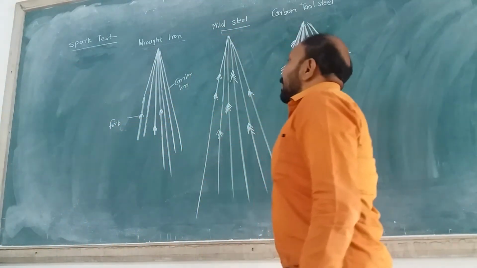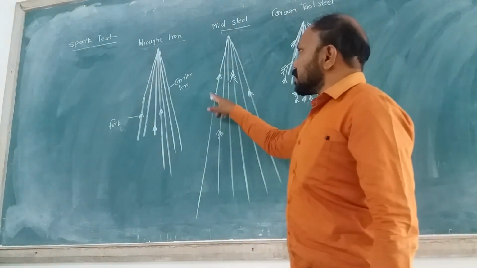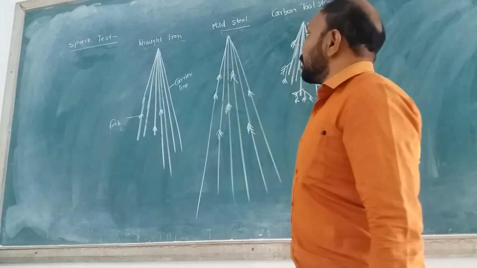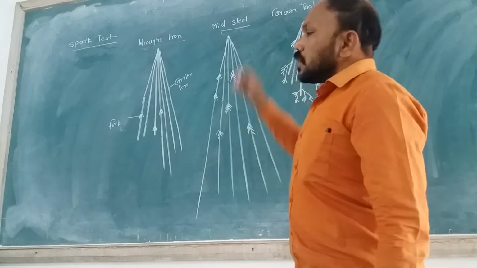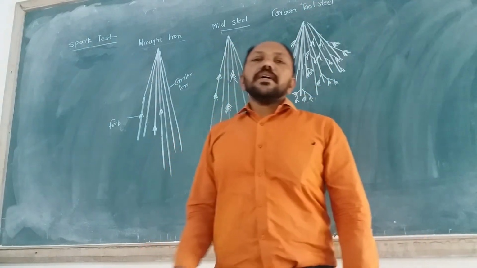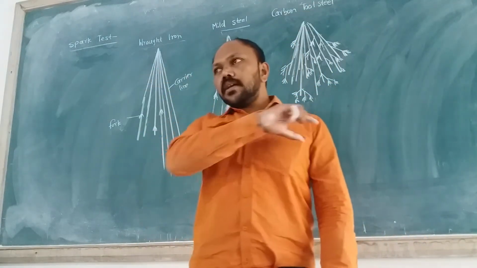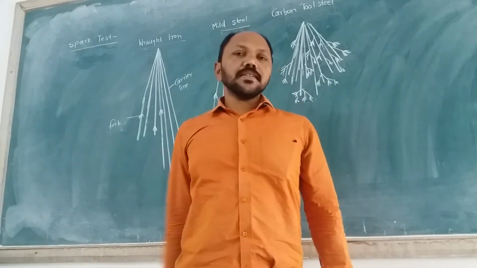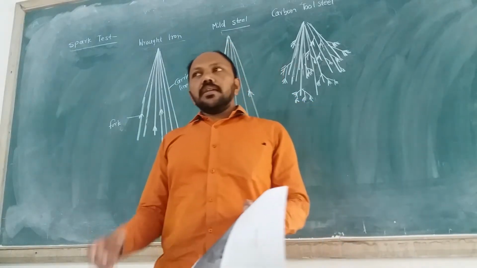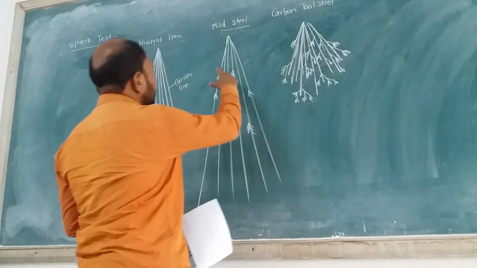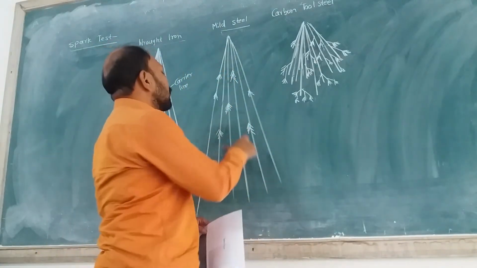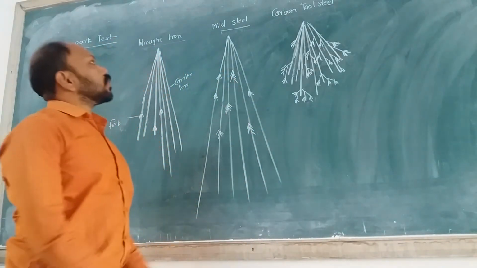If we observe mild steel, this fork becomes maximum in number in case of mild steel. So if we touch this mild steel rod with the grinding wheel, then we will get the spark which has the maximum length, and also the fork becomes more in case of mild steel.